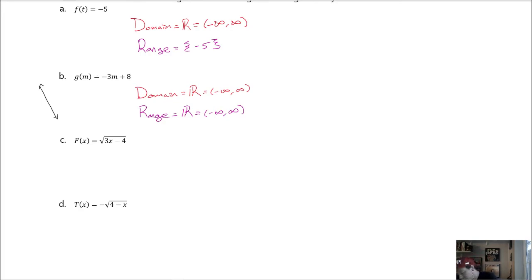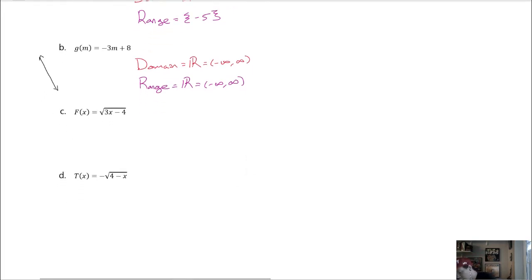For part C, we're looking to find the domain first, and so we want the 3x minus 4, the inside of this square root, to be greater than or equal to 0, so that I can take the square root of a positive number, or the value 0, but not a negative number. So I'll add 4 to get 3x is greater than or equal to 4, divide by 3 to get x is greater than or equal to 4/3. So I can state that the domain equals all the numbers from 4/3 to infinity, including 4/3.